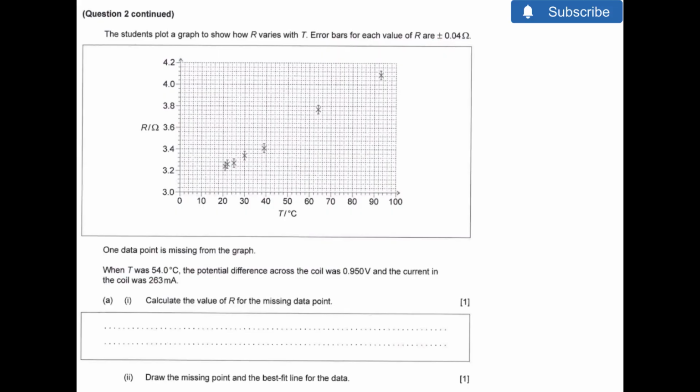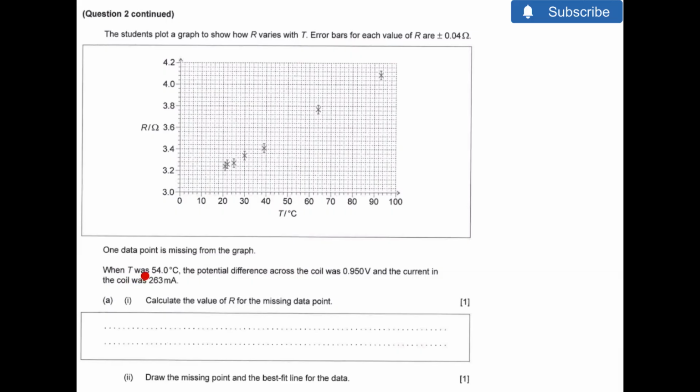So you can see that this graph is plotted between resistance and temperature, while resistance is measured in ohms and temperature is measured in degrees Celsius. And you can also see that the marks are not equally spaced in the graph. Now there is a data point that is missing in the graph.